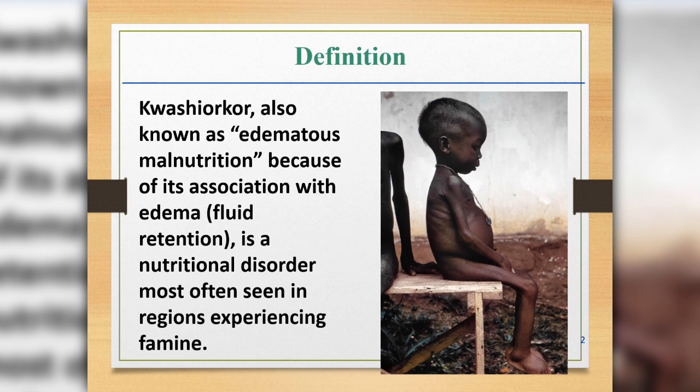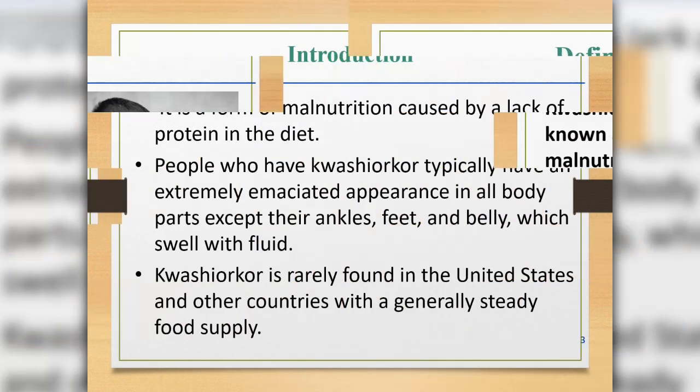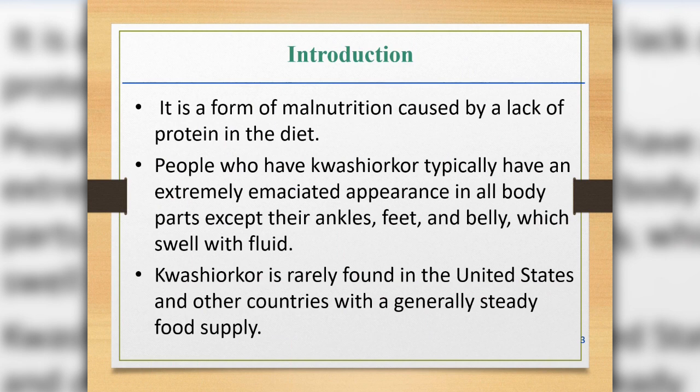Kwashiorkor, also known as edematous malnutrition because of its association with edema, fluid retention. It is a nutritional disorder most often seen in regions experiencing famine. It is a form of malnutrition caused by a lack of protein in the diet. People who have kwashiorkor typically have an extremely emaciated appearance in all body parts except their ankles, feet, and belly, which swell with fluid. Kwashiorkor is rarely found in the United States and other countries with a generally steady food supply.